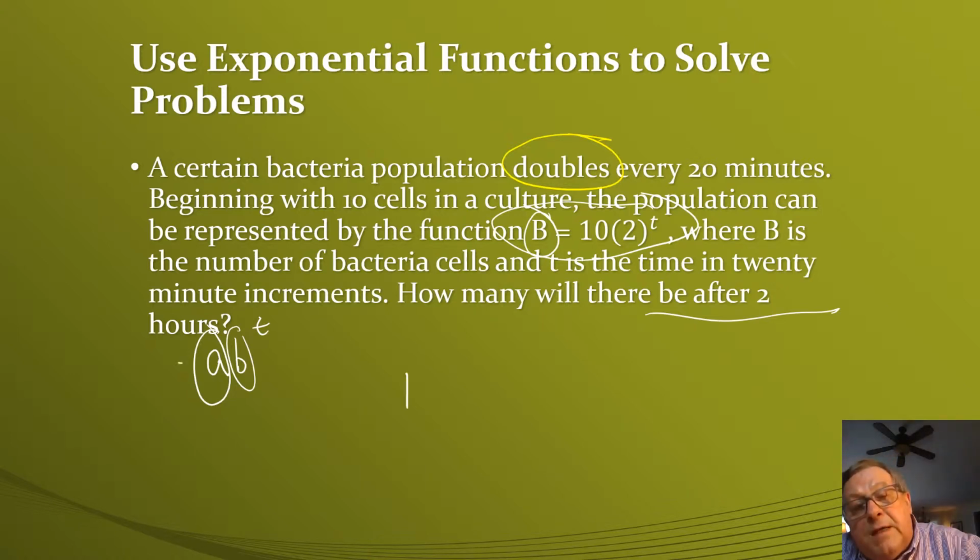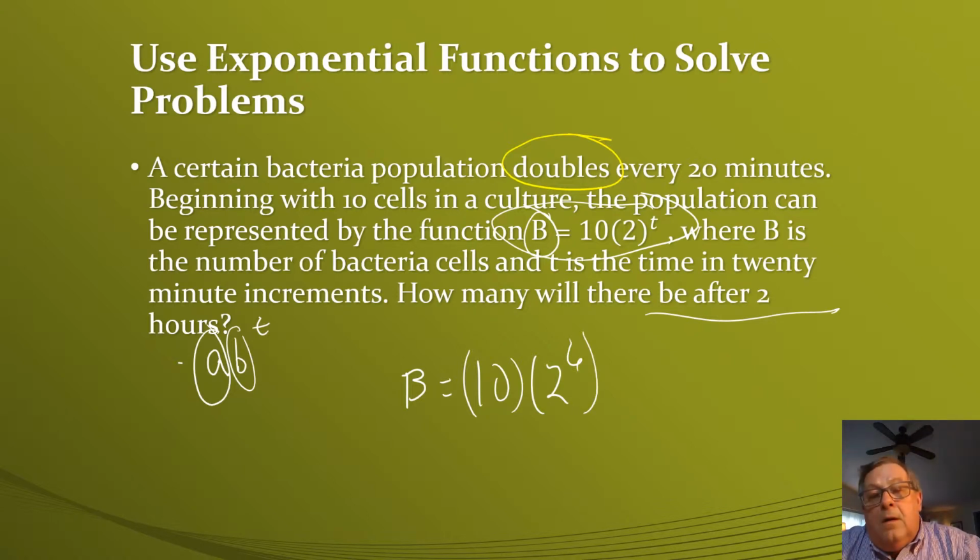And so to solve for B, this is just going to equal 10 times 2 raised to the 6th power. Well, hopefully you would begin to know by now that 2 to the 6th is 64, and 64 times 10 is 640. So after 2 hours, we've gone from 10 bacteria cells to 640. Wow, that's a pretty rapid growth, but that's characteristic of an exponential function. It zooms out of sight. It has, wait for it, exponential growth.